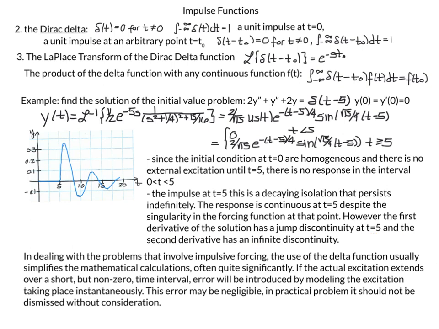So in dealing with problems that involve impulsive forcing, the use of the delta function usually simplifies the mathematical calculations significantly. If the actual excitation extends over a short but non-zero time interval, error will be introduced by modeling the excitation as taking place instantaneously. This error may be negligible, but in practical problems, it should not be dismissed without consideration.